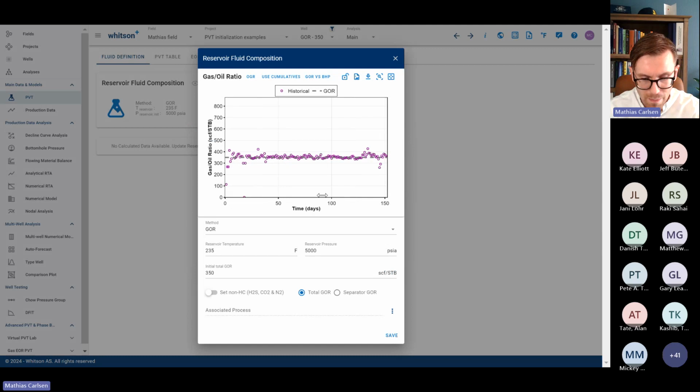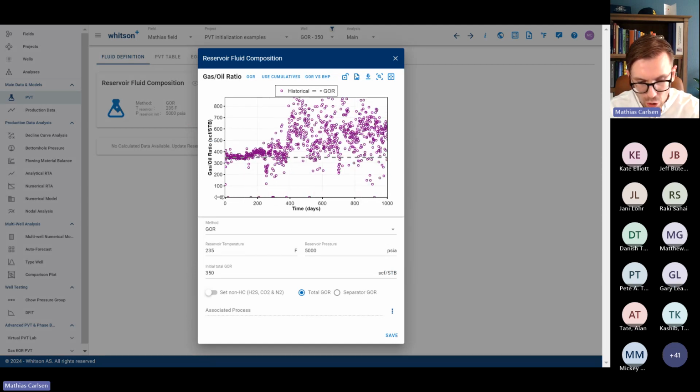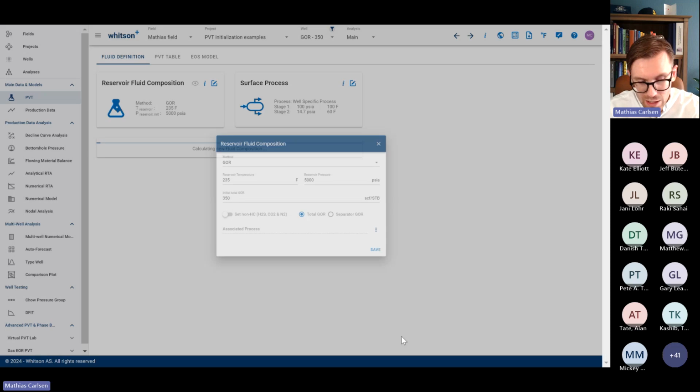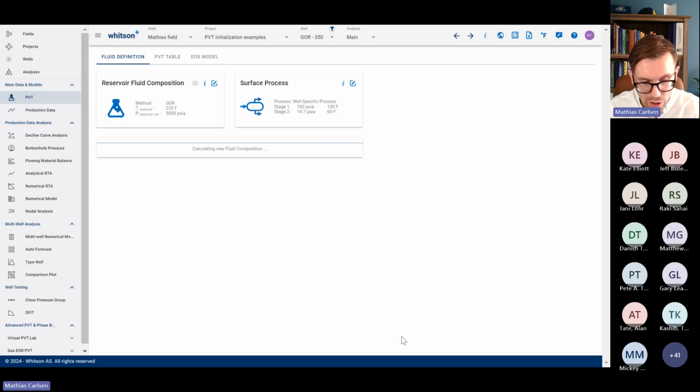Here again, this is amazing data quality. Eventually we go below the saturation pressure, but it looks really, really clean. You might want to look at this in CubeSpace if you like. In this case, I'll just click save on 350. It makes me feel really good.